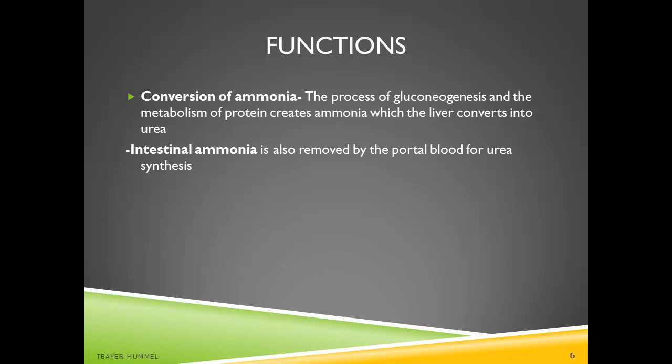One of the most important functions of the liver is conversion of ammonia. As mentioned previously, the process of gluconeogenesis occurs in the liver, which is the formation of new glucose. This process and the metabolism of protein creates ammonia, which the liver then converts into urea. When this process is altered due to liver disease, we have retention of ammonia and change in mental status, which we will discuss further in this lecture. Intestinal ammonia is also removed by the portal blood for urea synthesis. Both of these actions are affected to a degree when the liver is not functioning appropriately.